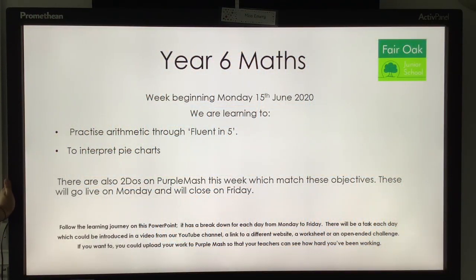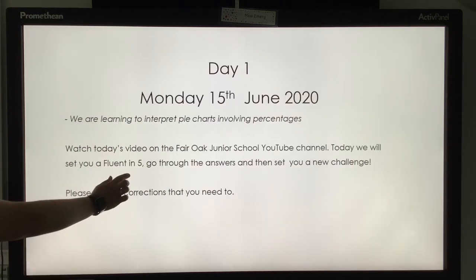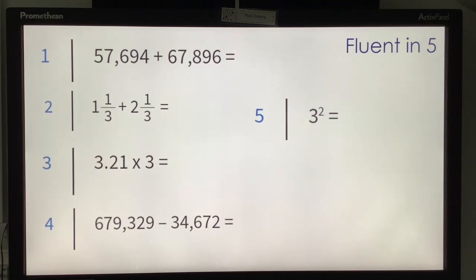We are going to continue with Fluent in 5, but we're also going to move on to interpreting pie charts with percentages. So today we are going to look at percentages in pie charts, but first of all I'd like you to pause the video and have a go at Fluent in 5.